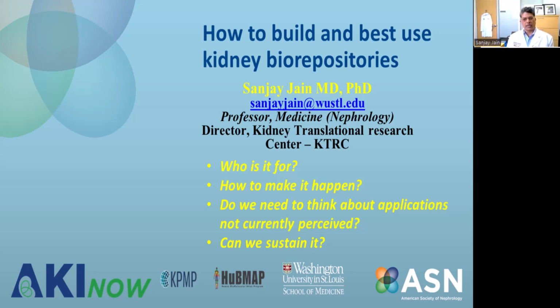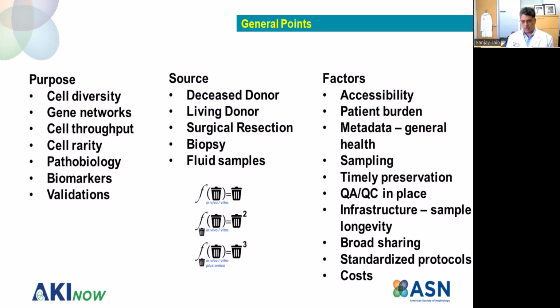So the next slide basically touches on general points. So in purpose, for at least for a lot of our work or our users, we think about a lot of next generation technologies where we're looking for cell diversities, biomarkers, pathobiology, and validation. These are the kind of user requests we usually get, or people are trying to put in their grants asking questions. And then we think about sources. Where is the tissue going to come from for the questions that people are asking? And there are several sources listed over here. And then really to think about trash in, trash out. And that has a whole background of things that you have to worry about when you are building this repository.